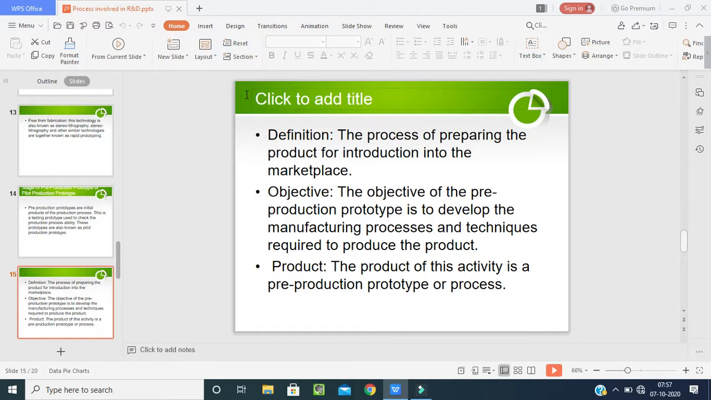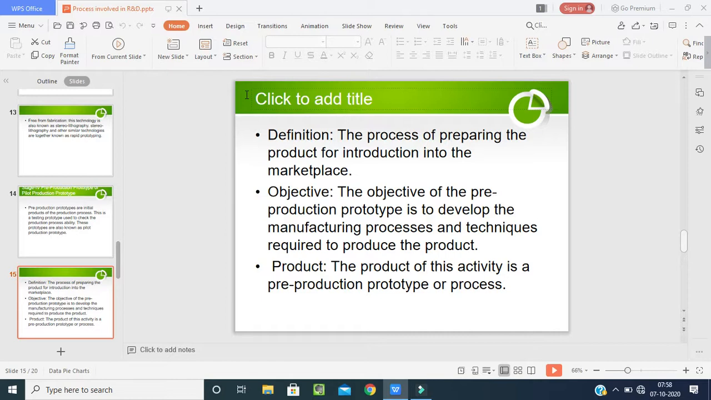Now the product of this activity is a pre-production prototype, as you know. It can be a product or it can be a process. Process is nothing but the service. So these are the important things that we have to keep in mind, that whatever the process or product activity will be there, it is preparing the product for introduction into the marketplace.